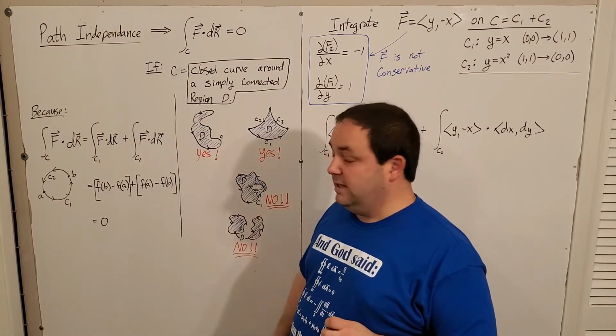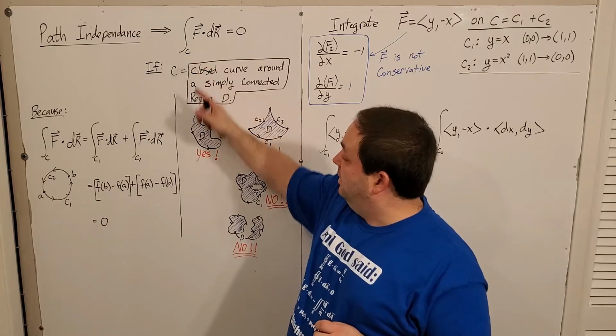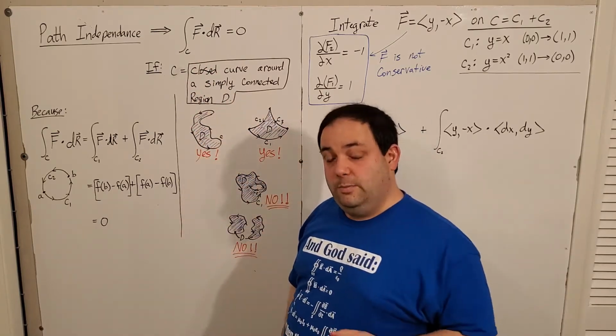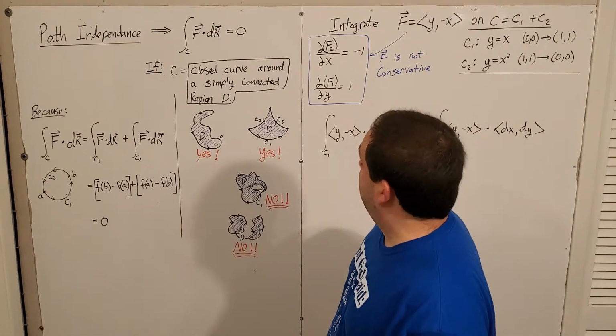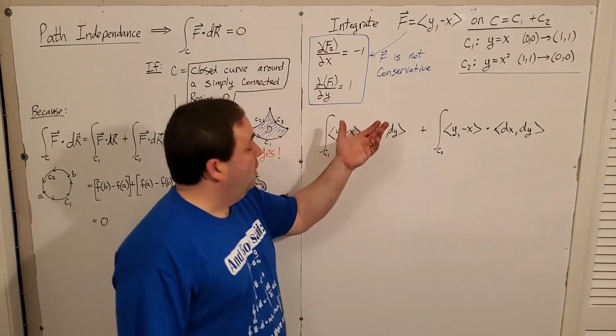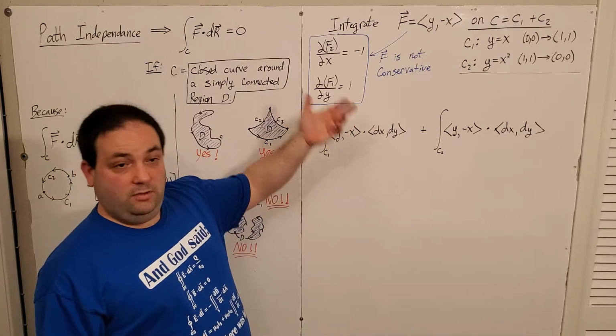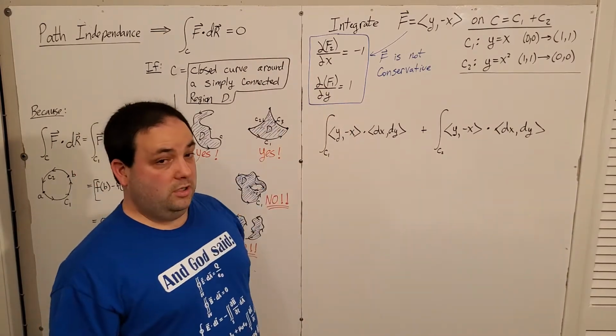If it's over a simply connected region, that path integral around the whole thing is going to be 0 in conservative fields, okay? Now, real quick, what happens then if it's not a conservative field? Let's look at that example, and then we'll do one on a conservative field also.